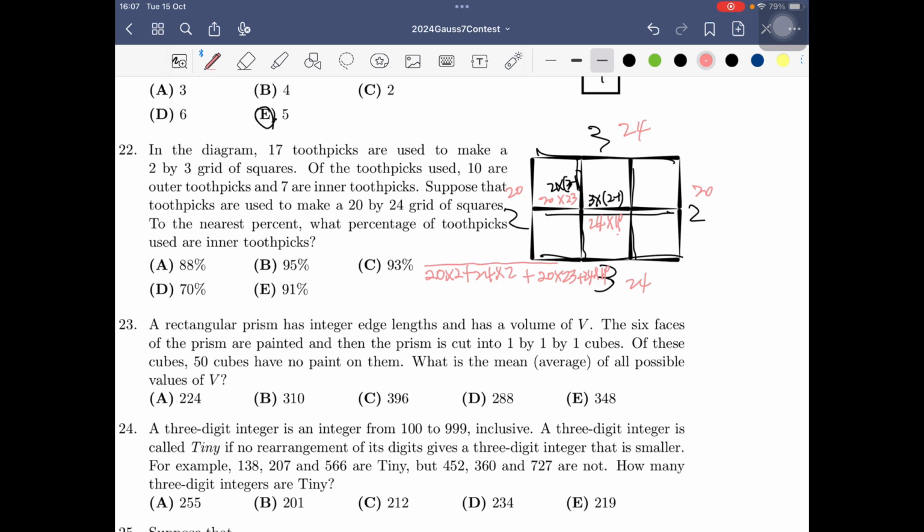So the question is asking about the inner, the percentage. So 20 times 23 plus 24 times 19. So I guess this could be the pattern. So 20 times 23, I'm calculating with my calculator, 24 times 19 divided by 20 plus 24 is 91%. So this is the one.